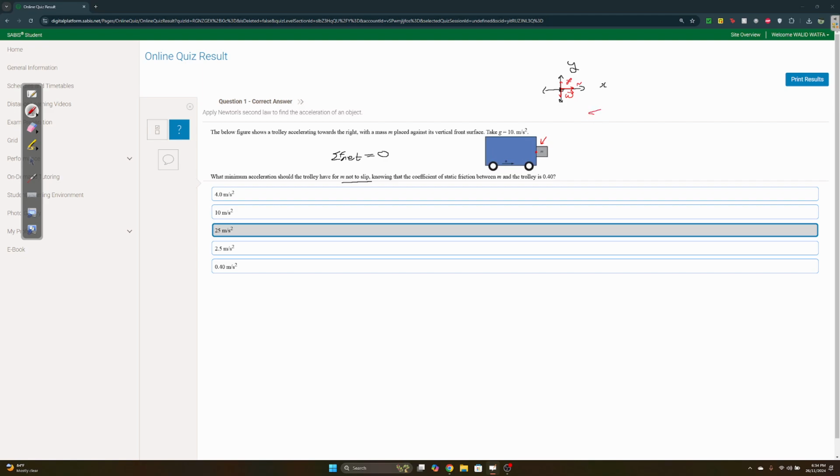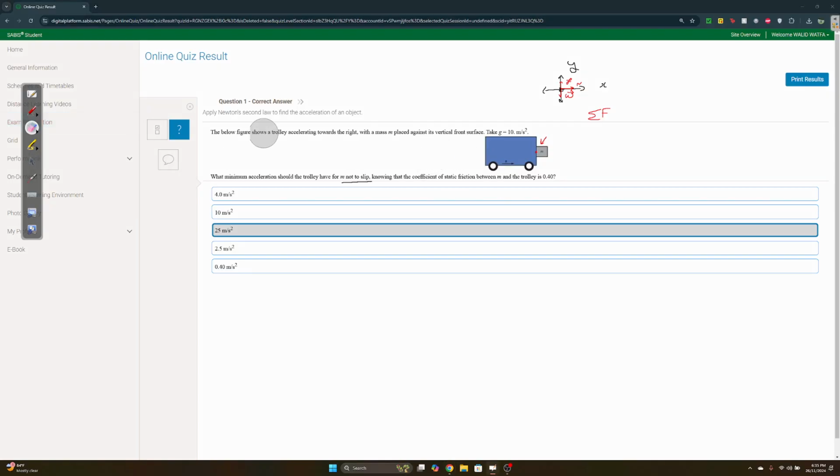So we know that sigma f. Wait, hold up. I messed up. What I was doing is correct, but I forgot that I didn't read the question. It's accelerating to the right. So actually, sigma fx is going to be equal to ma, right, since it's accelerating. But sigma fy is going to be equal to 0. I should start first with the FBD, which was correct.